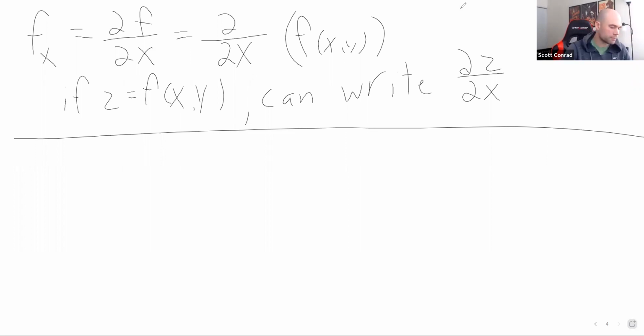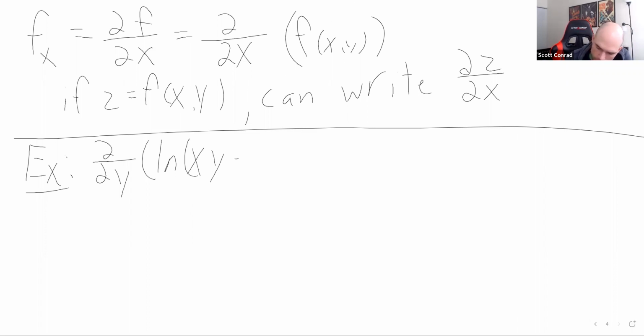Okay. So for something a bit more complicated, let's look at a sort of chain rule example: natural log of x y minus 2y squared. Suppose we want to take the partial with respect to y of this function.